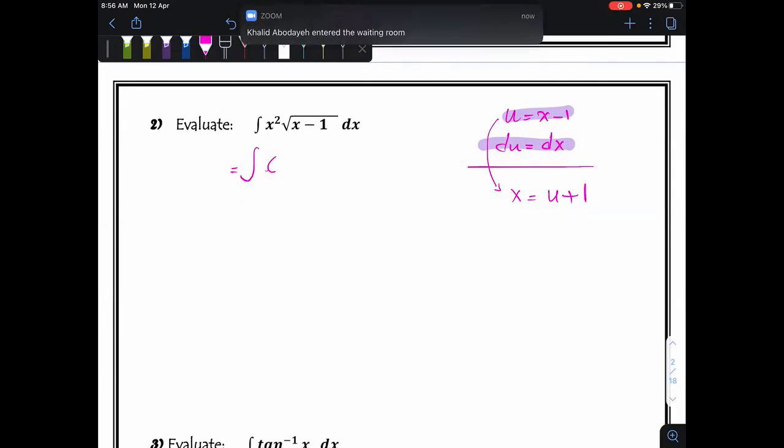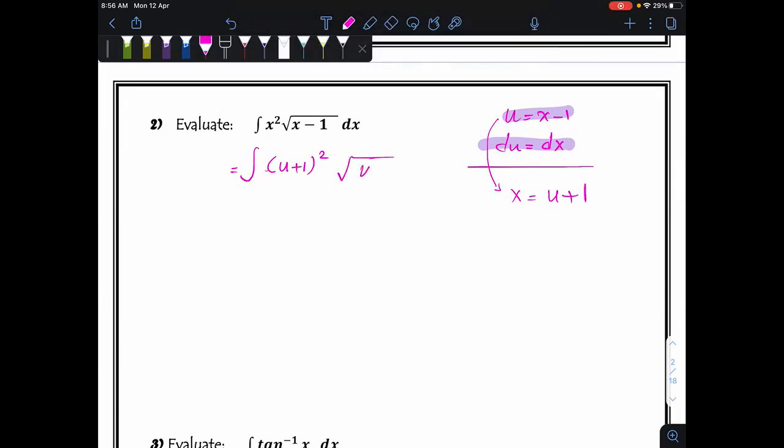Excellent. u plus 1, and this to the power of 2. Yes, but then root u du. And we can complete easily here by expanding first u plus 1.